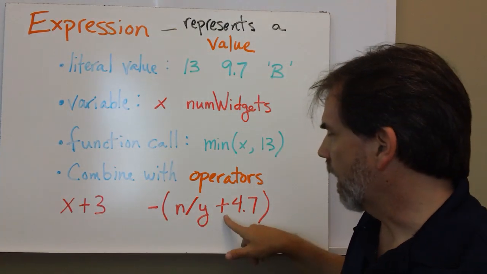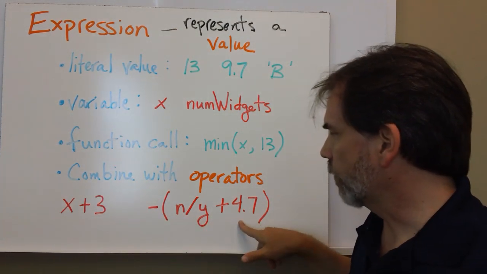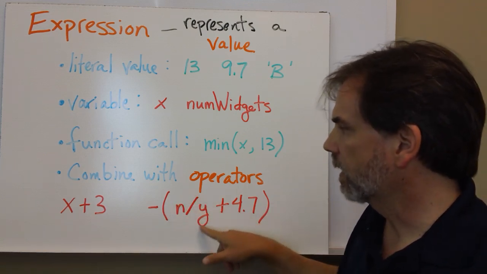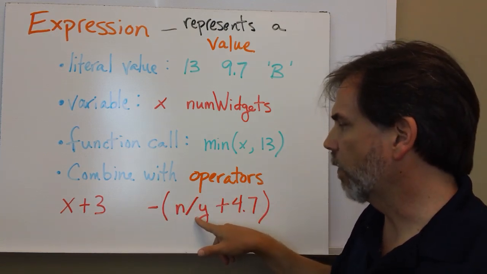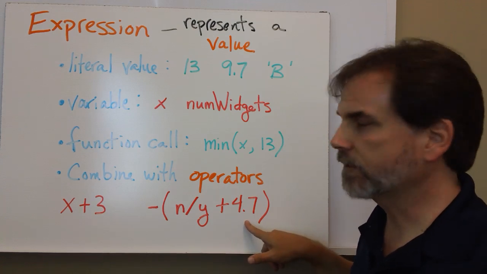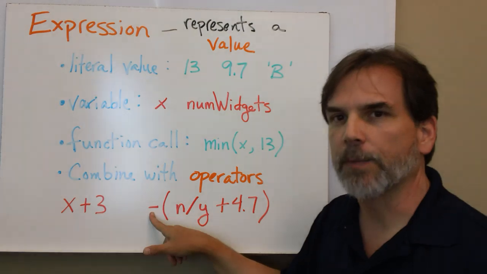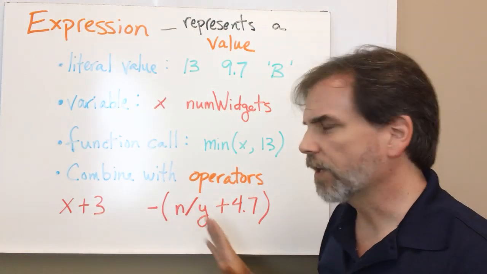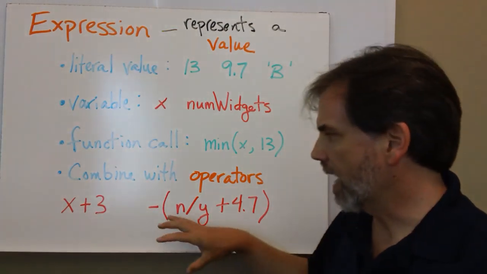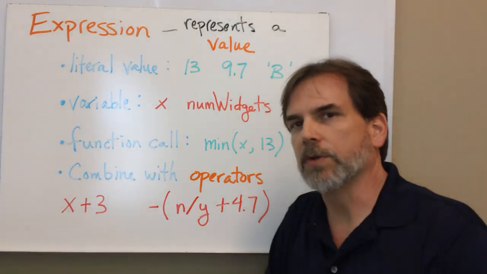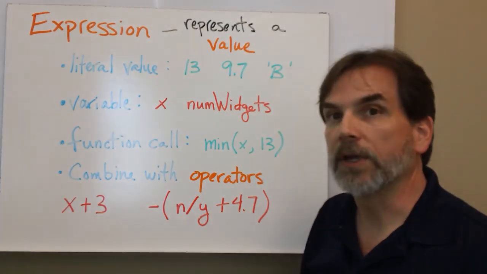Operator, operator, operator, expression, expression, expression. This is an expression that represents the division of n divided by y plus the value 4.7. And we take that whole expression and apply the negation operator to it. So you don't have to understand this yet. This is just showing you that any number of expressions can be combined into a larger expression using operators.